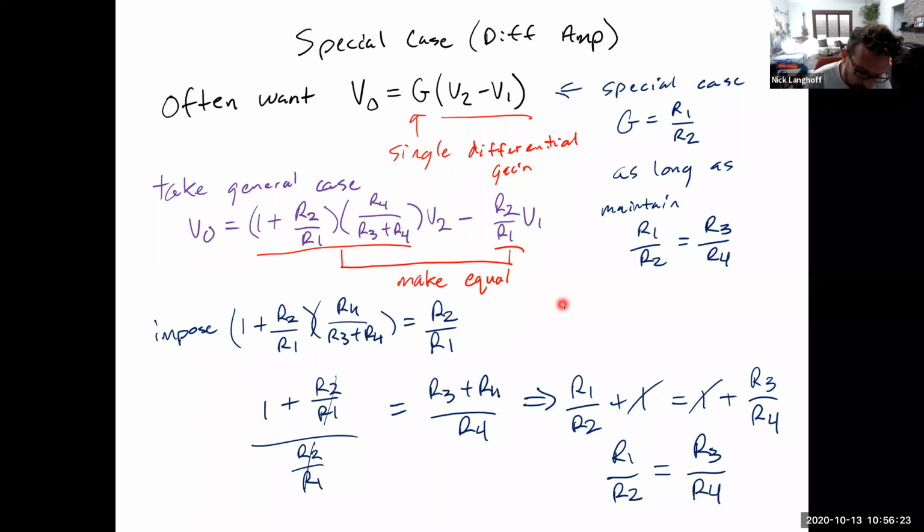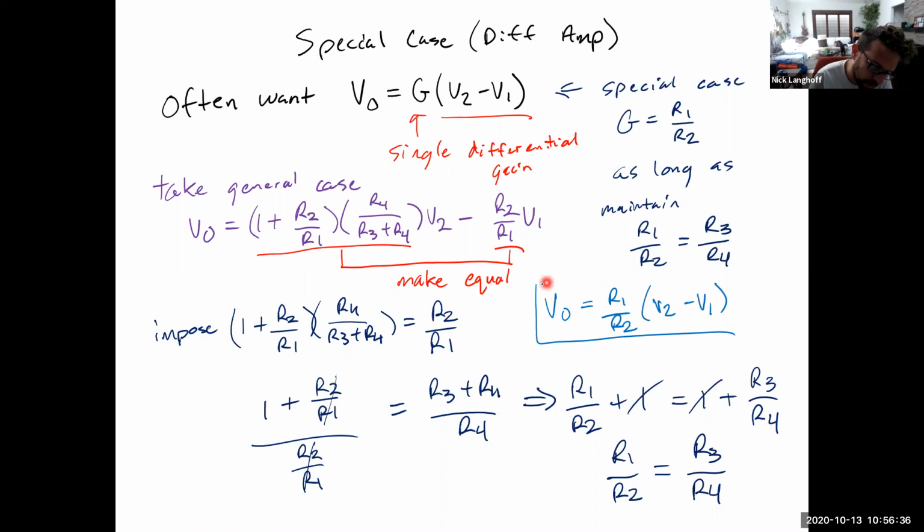So if I was to write this out, V out is equal to R1 over R2 times V2 minus V1. That's a much nicer formula to use if you have the special case here. Okay. Also, if you were designing a differential amplifier that had a single gain, what you can do is pick the gain using R1 and R2, and then just choose a ratio of resistances R3 to R4 that are the same.